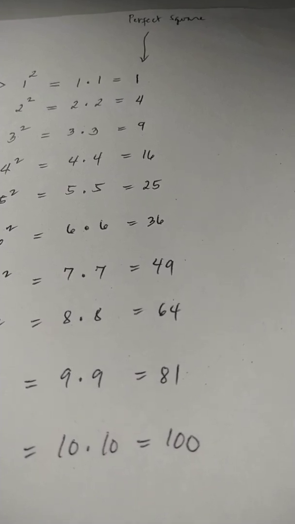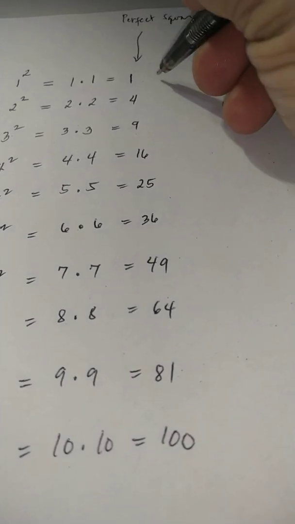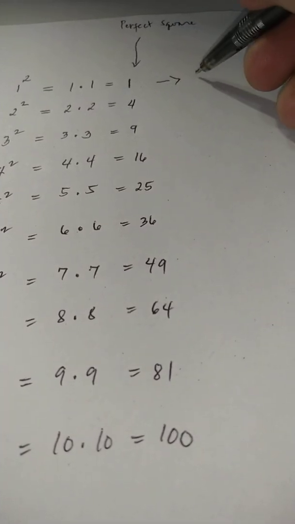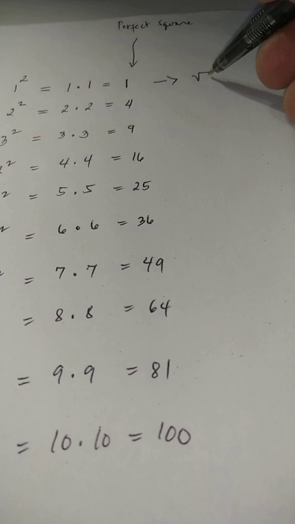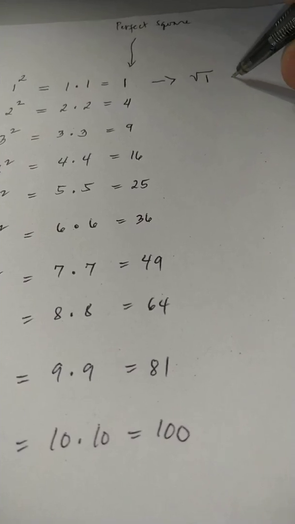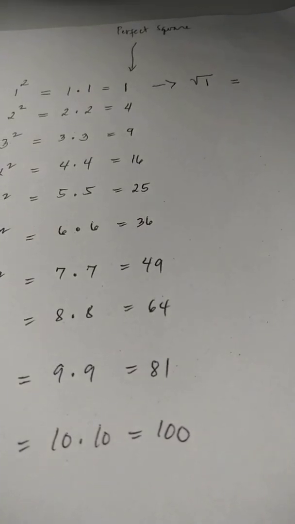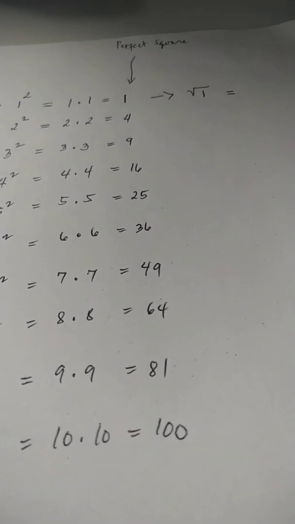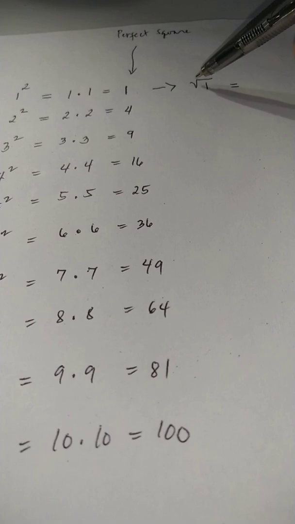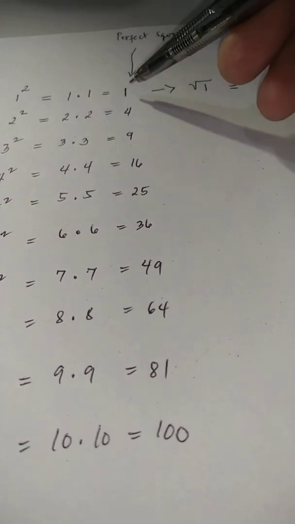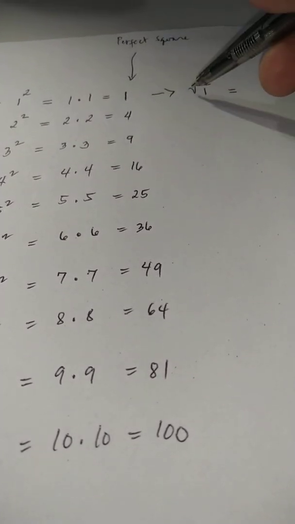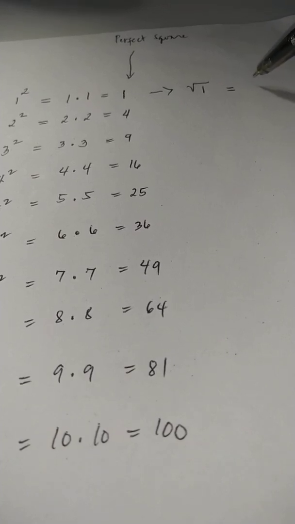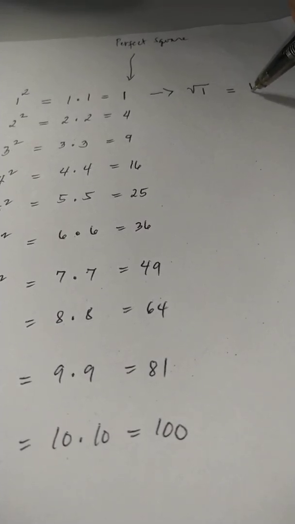Now, how about if we are asked to get the square root of perfect square numbers? What is the answer? For example, what is the square root of a perfect square number 1? Square root of 1. That is 1.